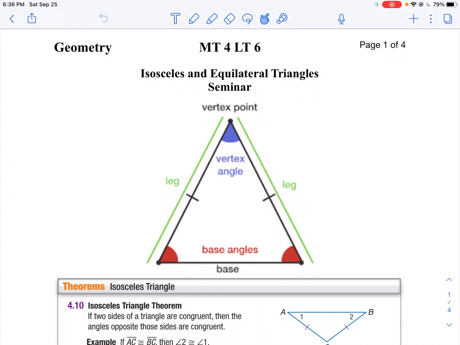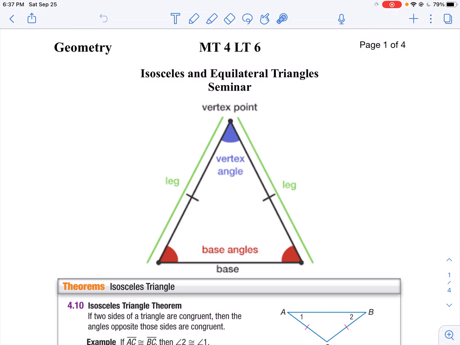Hello, in this lesson we're going to use properties of isosceles and equilateral triangles. Some vocabulary we're going to come across are legs of an isosceles triangle, the vertex angle, and base angles. We start here with an isosceles triangle.